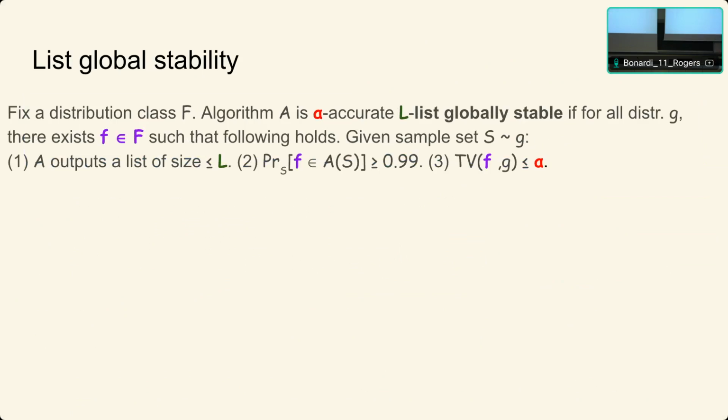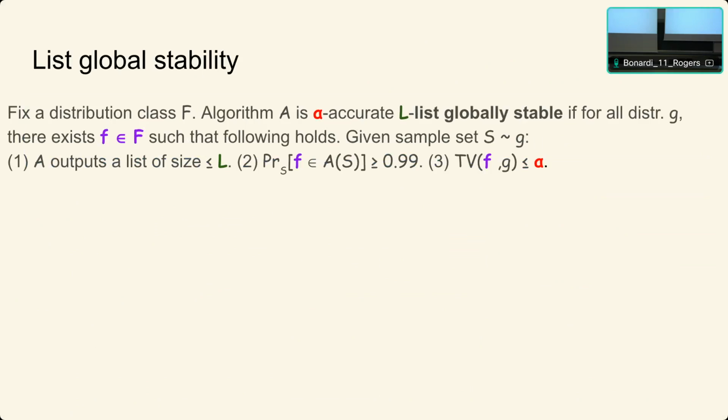Okay, so I need to explain to you what list global stability is. Let's suppose I have a distribution class F. I'll say that an algorithm A is alpha accurate L list globally stable if for every distribution G, I can find some distribution F in my class that's allowed to depend on G, such that the following holds. You give me a sample set S that is actually drawn from G.